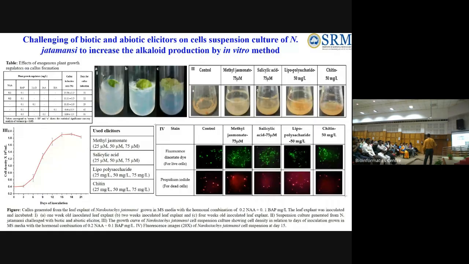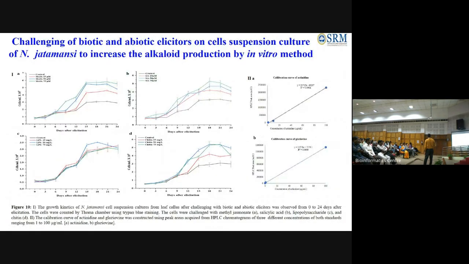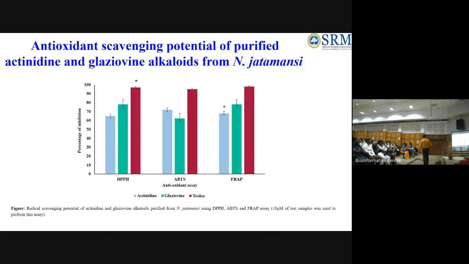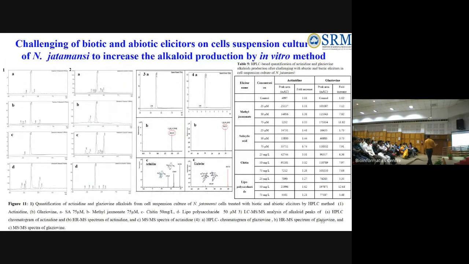We have used different concentrations, and this is the behavior of the cells after treatment with different concentrations of the biotic and abiotic stress factors used. And we quantified actinidine and glaziovine again. If you see, chitin treatment enhances, and lipopolysaccharide treatment enhances glaziovine 12.64-fold, and salicylic acid treatment gives a 6.74-fold increase. Salicylic acid is better for accumulation of actinidine, and chitin is better for glaziovine.